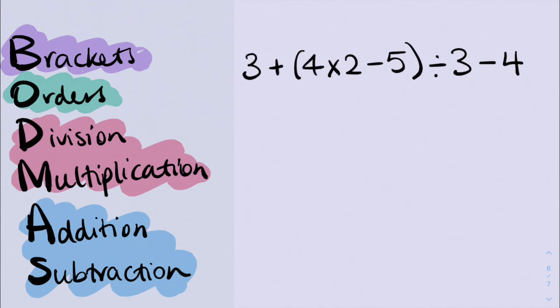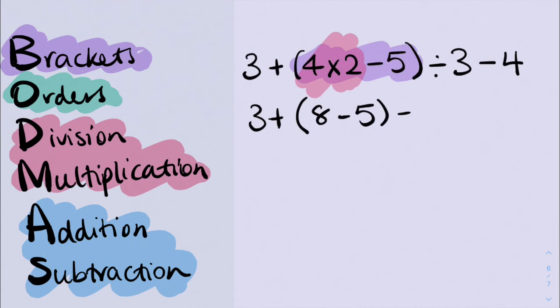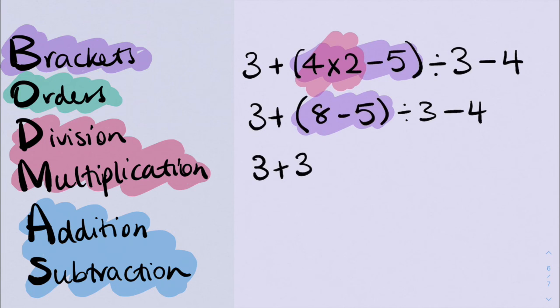So the first thing we're going to do is we're going to look at our brackets. So we've got this. Now, inside our bracket, we can see that we have some multiplication. So we're going to do that bit first. So we have 3 plus bracket, 4 times 2 is 8, minus 5, bracket, divided by 3 minus 4. So we can see that we still have this bracket happening, which means that we need to go again. We're going to keep working with our bracket. So we have 3 plus 8 minus 5, which is 3, divided by 3 minus 4.